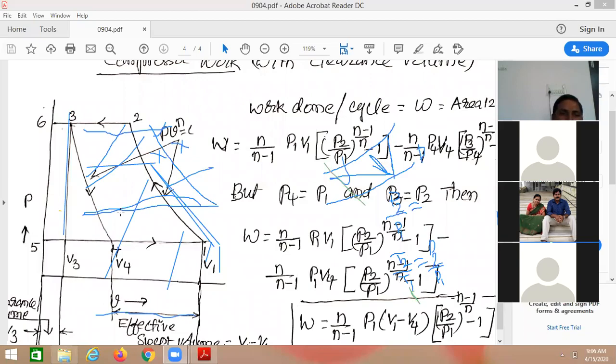So already I know, for one complete cycle, how do I get the compression work? It is n by n minus 1, P1 V1, P2 by P1 whole power n minus 1 by n, minus 1. So this is for the area occupied by the 5, 1, 2, 6, 5 cycle. Next, what can be considered? So I am subtracting the area occupied by 5, 4, 3, 6, 5. So that is the area.